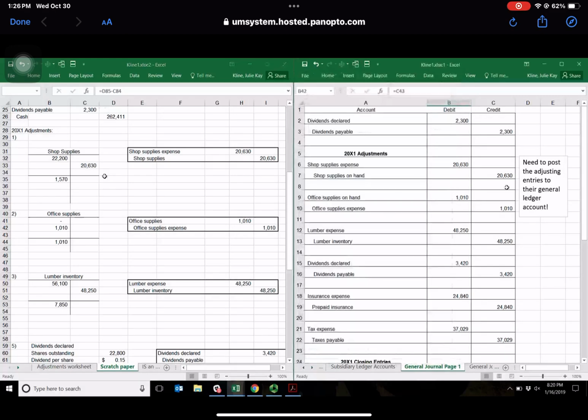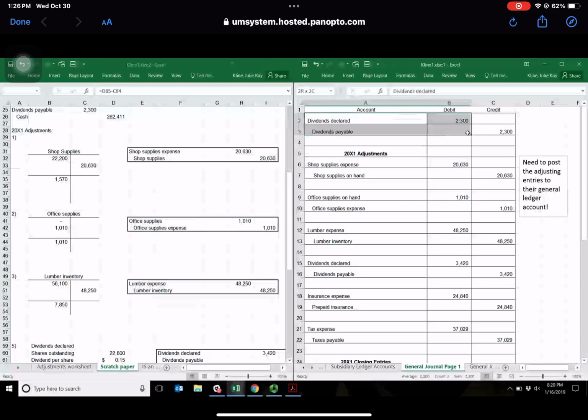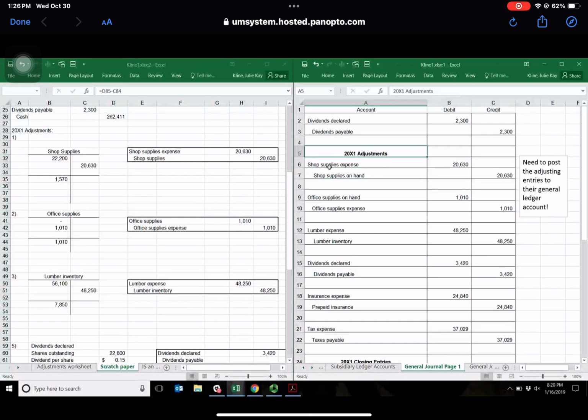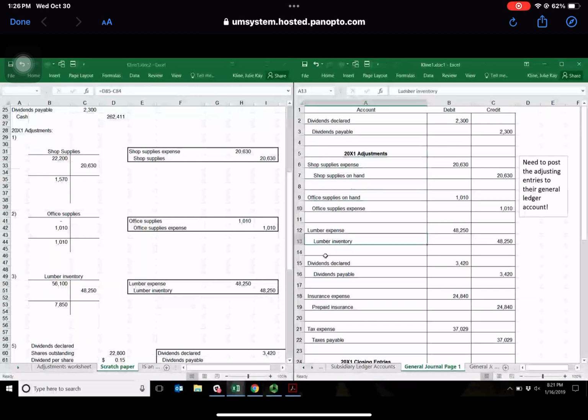All right, so the next thing that we need to do is journalize our adjustments in the general journal. So we did all the work here. Now we're going to copy those over to our general journal, page 1. Underneath the dividend entry that we made at the very beginning, we have our 2001 adjustments. So you should have 6 entries. We have 6 adjustments, and each of those is pulled straight from that scratch paper that we worked on.